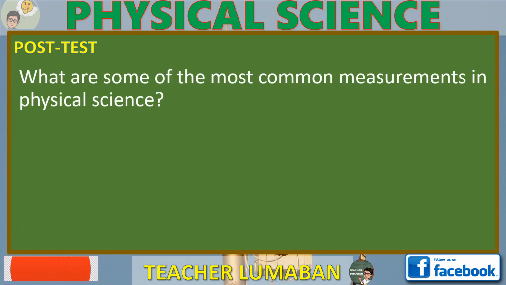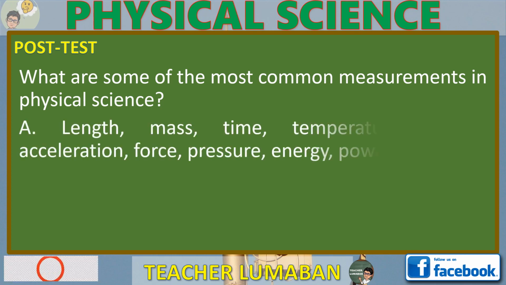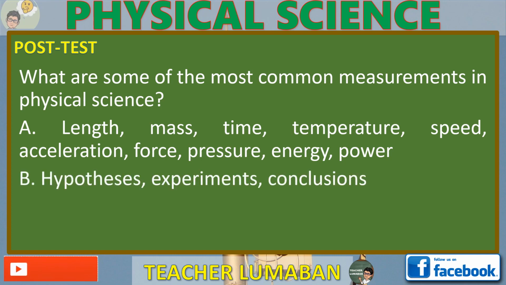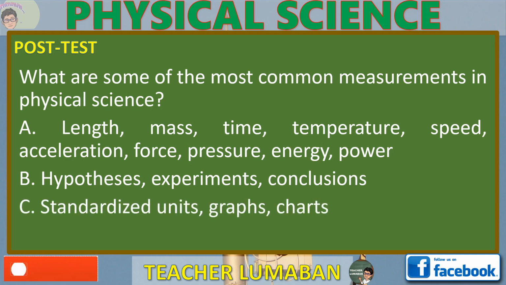What are some of the most common measurements in physical science? Letter A. Length, mass, time, temperature, speed, acceleration, force, pressure, energy, power. Letter B. Hypotheses, experiments, conclusions. Letter C. Standardized units, graphs, charts. Letter D. All of the above.